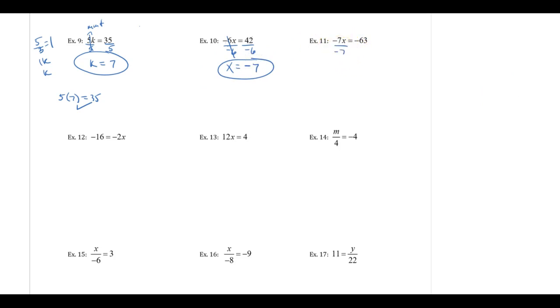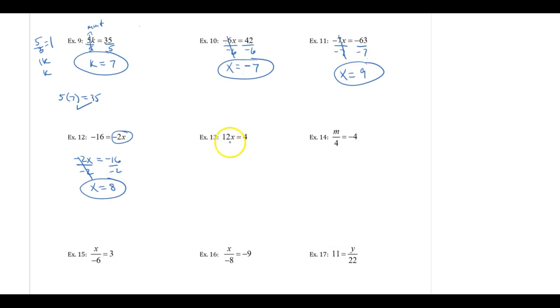Over here, divide by negative 7, divide by negative 7. Negative 63 divided by negative 7. Negative divided by negative is a positive 9. Over here again, rewrite the problem with the variable on the left. Negative 2x equals negative 16. Divide by negative 2. These cancel out. Negative 16 divided by negative 2 is positive 8.